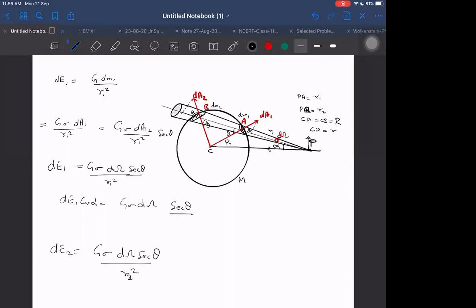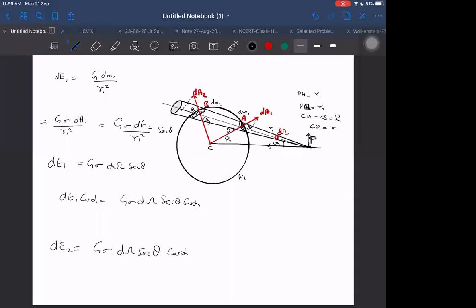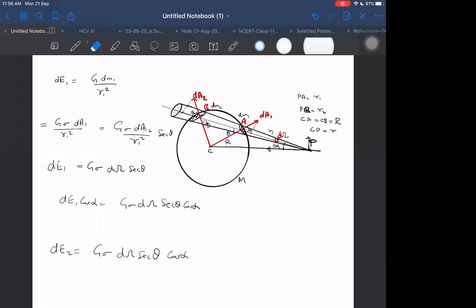Sir, is the solid angle given again by R1 square? Oh, sorry. Yes, solid angle will not remain. You are right. Why am I writing that? Sorry. Then G into sigma into d omega into secant theta into cos alpha. Next time it will be G into sigma into d omega into secant theta into again cos alpha only. Here also write cos alpha, and this will also be dE2 cos alpha only.